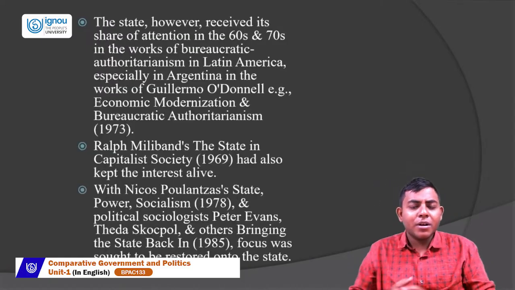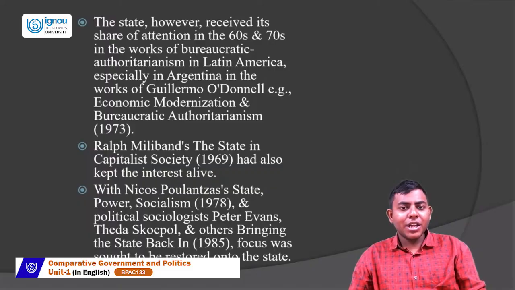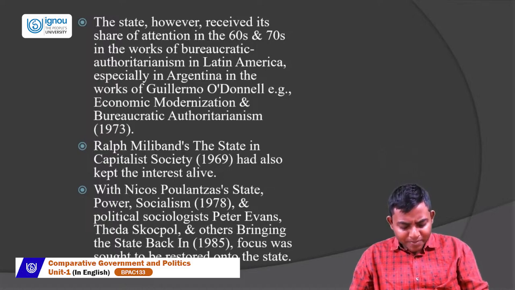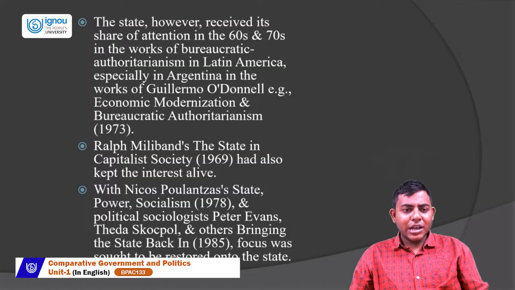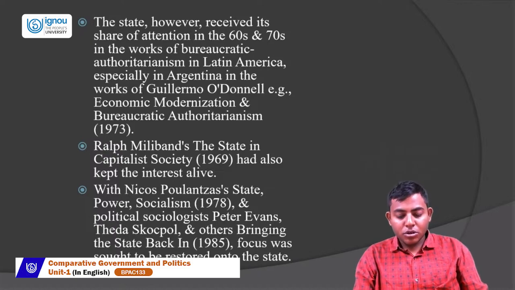The state, however, received its share of attention in the 1960s and 1970s in the works on bureaucratic authoritarianism in Latin America, especially in Argentina, in the works of Guillermo O'Donnell, for example, Economic Modernization and Bureaucratic Authoritarianism, 1973. Ralph Miliband's The State in Capitalist Society, 1969, had also kept the interest alive, with Nicos Poulantzas' State, Power, Socialism and political sociologists Peter Evans, Theda Skocpol, and others bringing the state back in. Focus was sought to be restored onto the state.